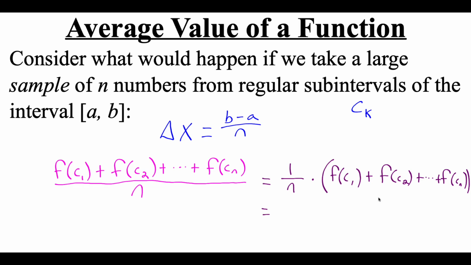Since we're adding a whole bunch of things together, we can write that in summation notation using the Greek letter sigma. We're starting at a k value of 1 and going out to n subintervals, adding all of these function values at our specific c values.